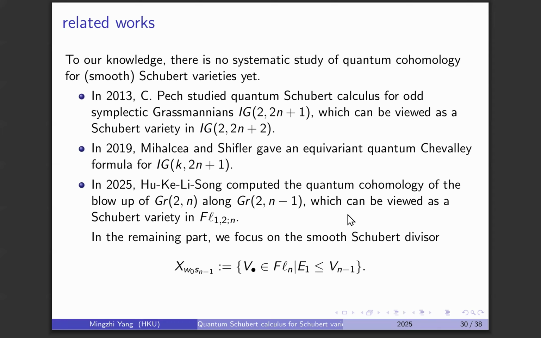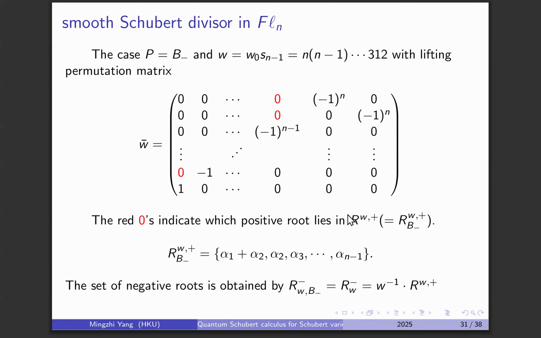And then in the remaining part, I will focus on the smooth Schubert divisors indexed by w_0 s_{n-1}, and it is given by a single rank condition, E1 lies in V_{n-1}. And I can work out all the details for this specific Weyl group element.